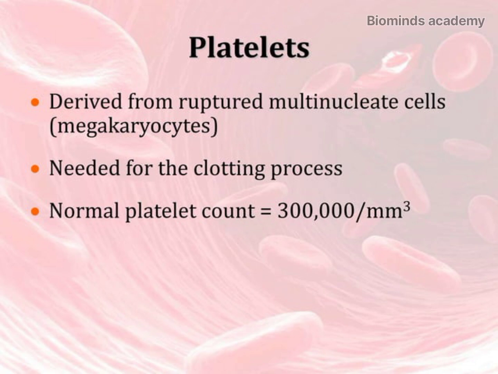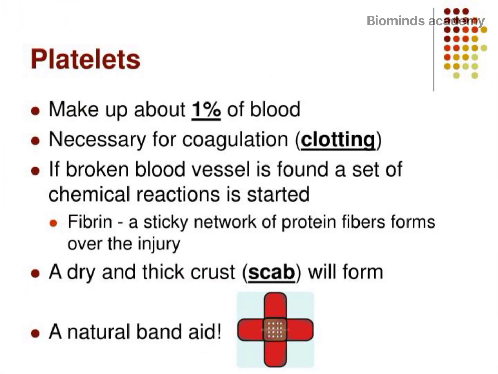And let's not forget about the platelets, the smallest but mighty players in blood clotting. When we get an injury or a cut, platelets rush to the scene and form a clot to stop the bleeding. These are derived from the ruptured multinucleate cells, or megakaryocytes, and are needed for the clotting process. The normal platelet count is 3 lakh per mm cube. Platelets make up about 1% of blood, and are necessary for coagulation, that is the clotting process.